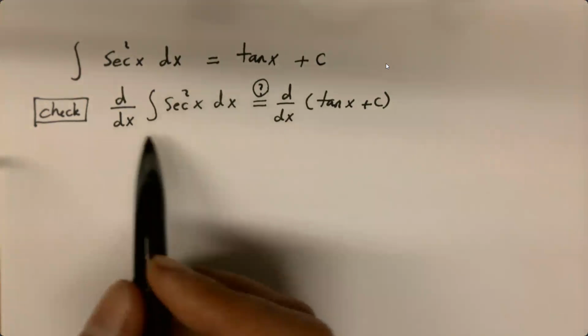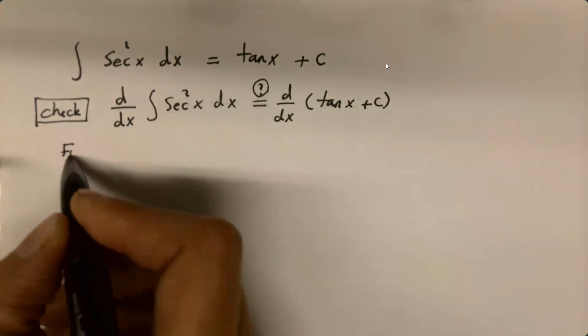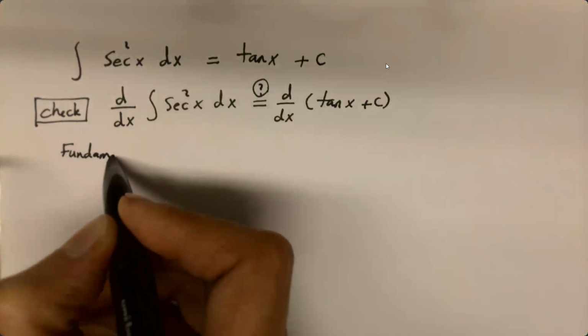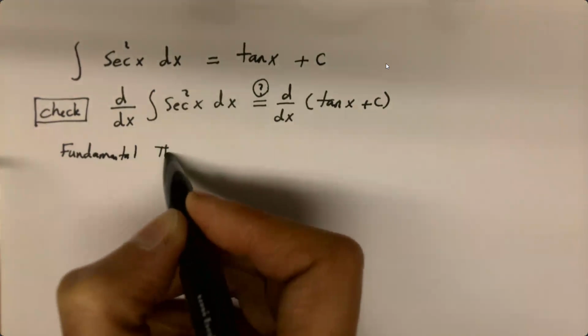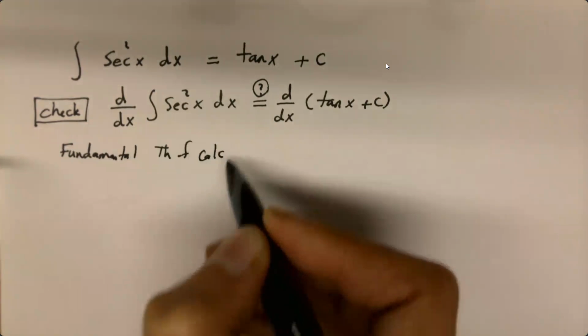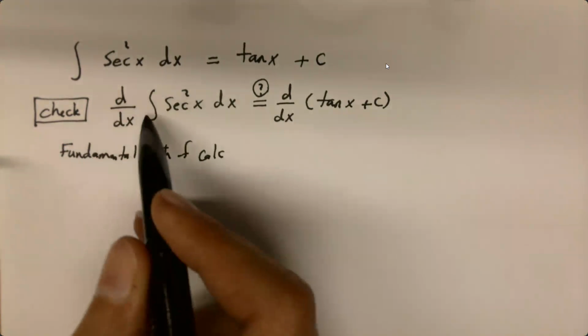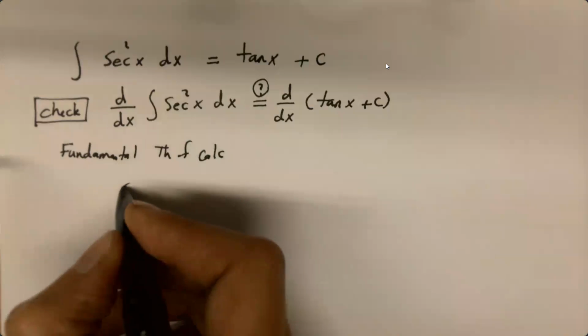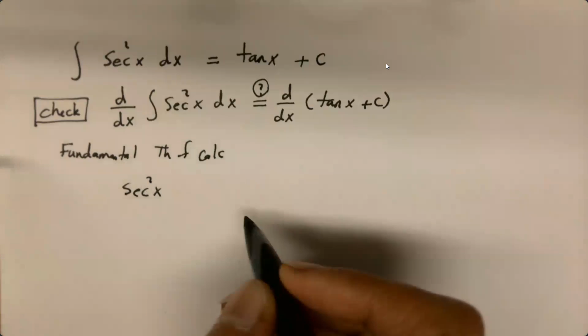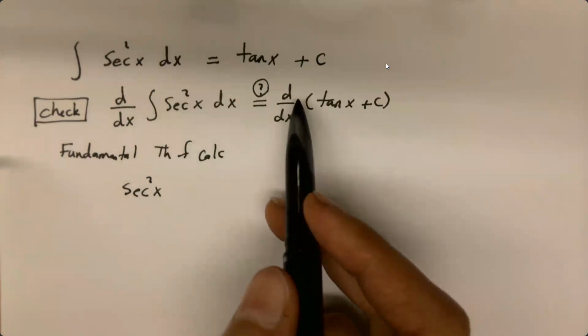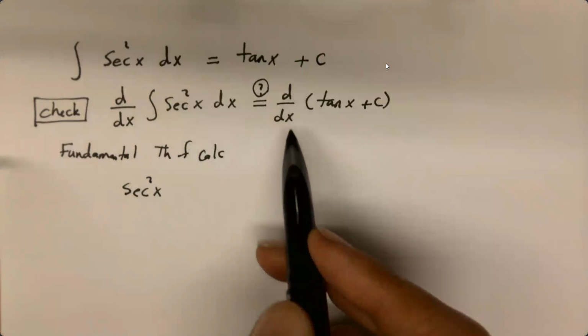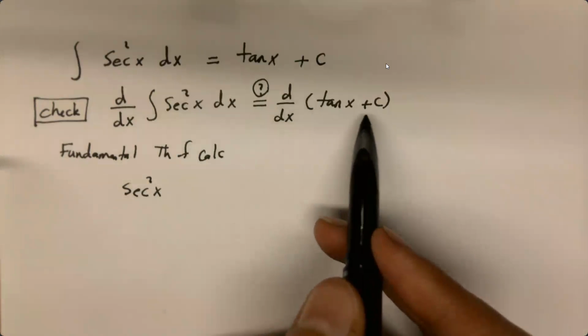By using the fundamental theorem of calculus, the derivative and integral cancel out each other. So you're left with secant squared of x on the left-hand side. On the right-hand side, we are taking the derivative of tangent x plus constant c.